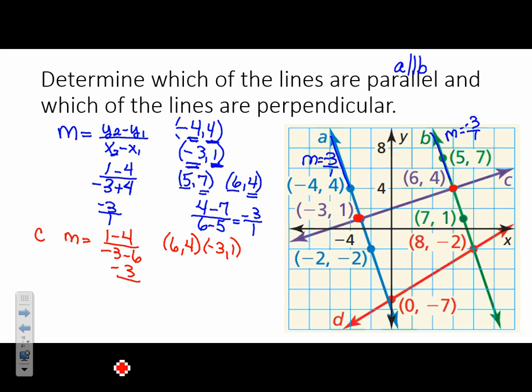-3 over -9 reduces to what? Positive 1/3. Yep. Both negatives becomes positive. Very good. Okay. So 1/3 is my slope of C. Okay. What about D?